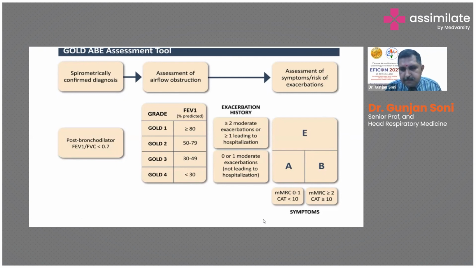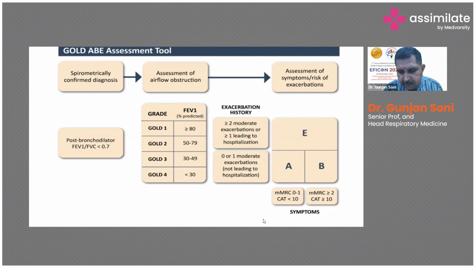So this is very important in the diagnosis, and in the treatment part this classification will be very important. Please take a screenshot of all these things. This is very important in the management of COPD: E, A and B. That will be helpful in categorizing the patient of COPD.